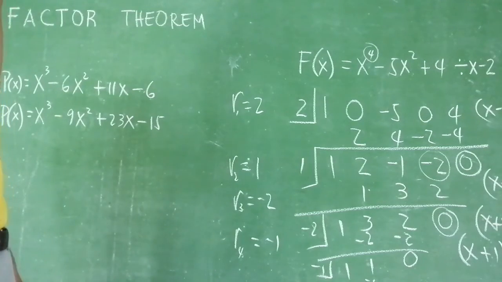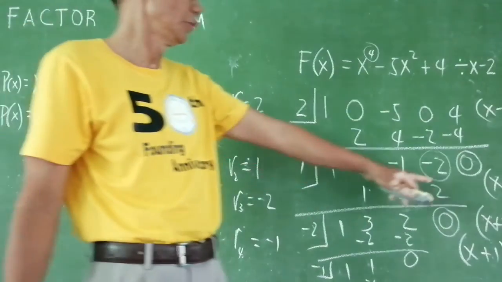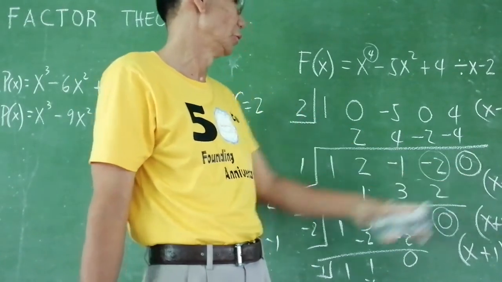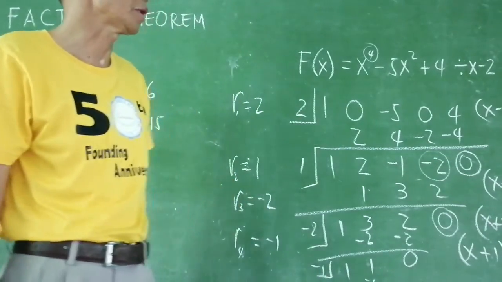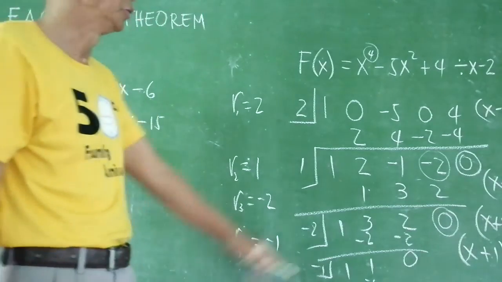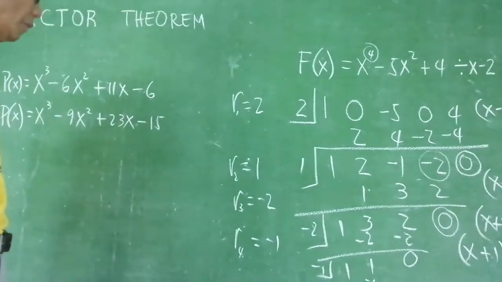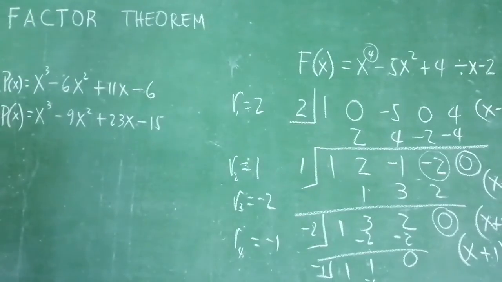So this is called the factor theorem. You can now have 4 factors here. Take note that if you have a remainder, do not consider your divisor as a factor. You only do that if it is 0. Okay, so we'll have another example here.